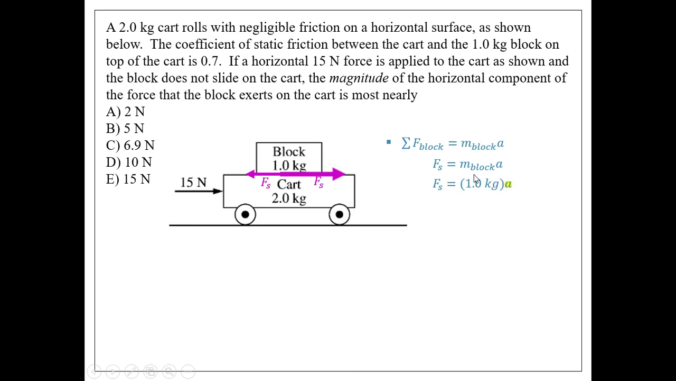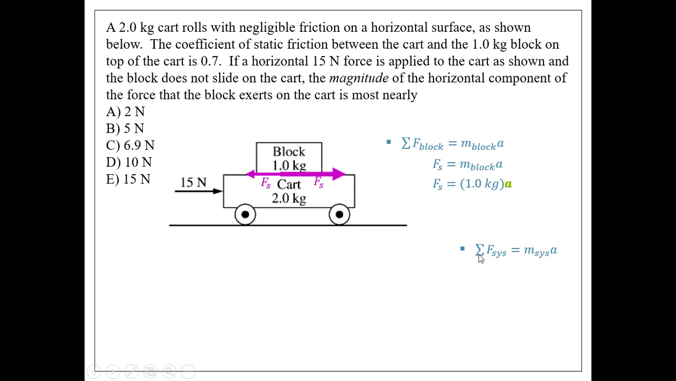Well, here, I know the mass of the block is 1 because it's given. What I don't know is A, right? I'm trying to find Fs here, but I don't know what A is. So I can just find A, okay? Well, if you look at this particular system, it clearly states that the block and the cart are not sliding relative to each other, meaning they accelerate as one. So I can just look at the system as a whole.